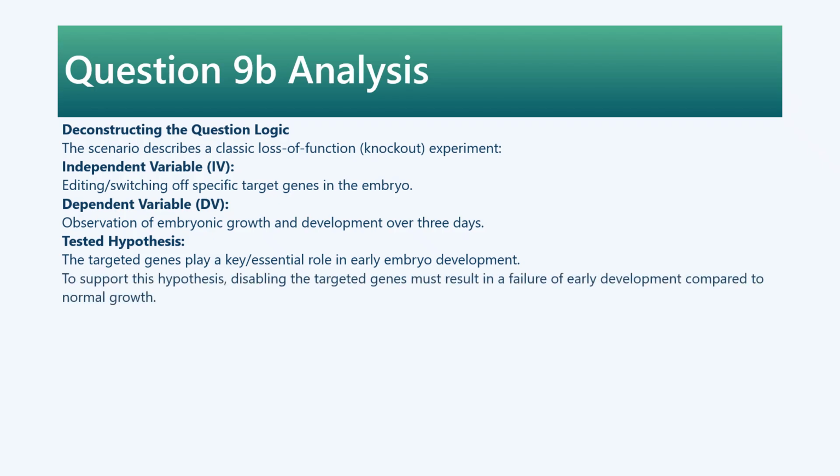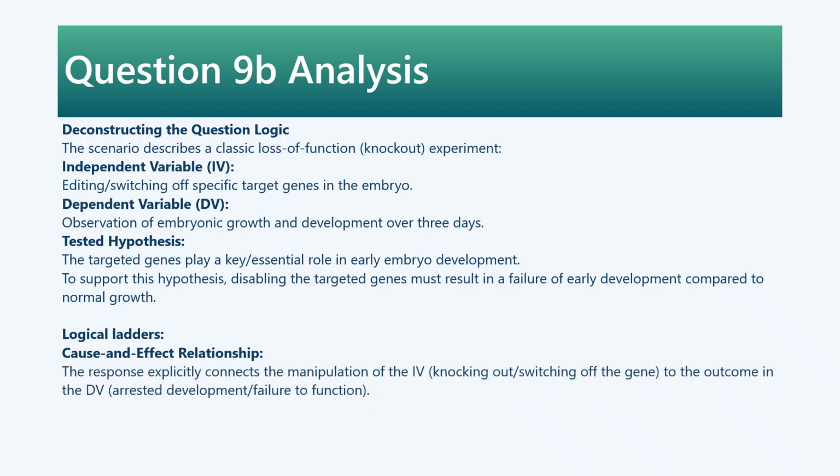To support this hypothesis, disabling the targeted genes must result in a failure of early development compared to normal growth. Logical ladders. Cause and effect relationship. The response explicitly connects the manipulation of the IV, knocking out or switching off the gene, to the outcome in the DV, arrested development, a failure to function.